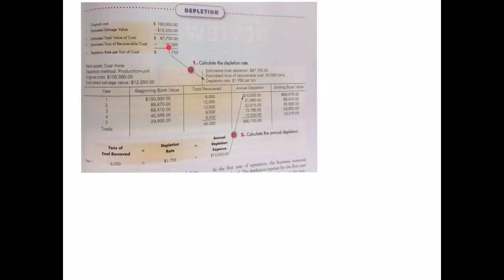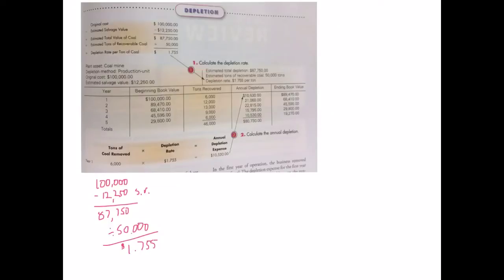Okay? So our original value was $100,000, salvage value $12,250. We're basically going to use up, we're going to deplete $87,750 worth of this asset. Okay, that's how much we're going to use up. And we're going to divide that by how much we're going to get out of there. So 50,000 tons of coal gives us 1.755. So we're going to use up $87,750 worth, divide that over each ton of coal, $1.755 per ton of coal.